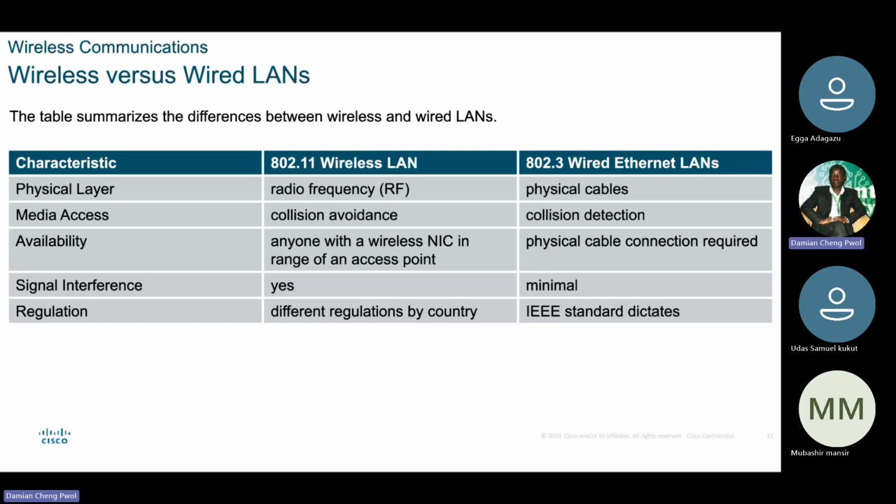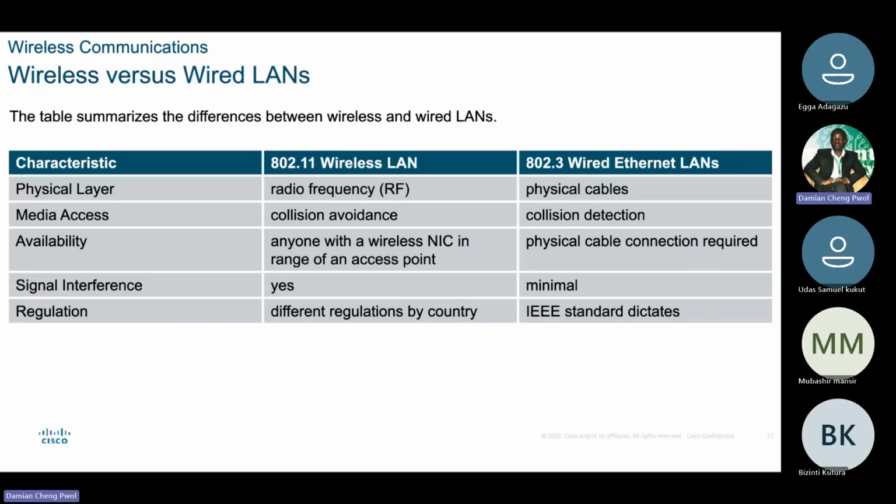Then they also brought another standard for wired communication, for wired LANs, which is 802.3. So whenever you see 802.3, we're talking about IEEE wired Ethernet LANs. So you only see the preceding letters, like for the wireless you have IEEE 802.11 or IEEE 802.3.